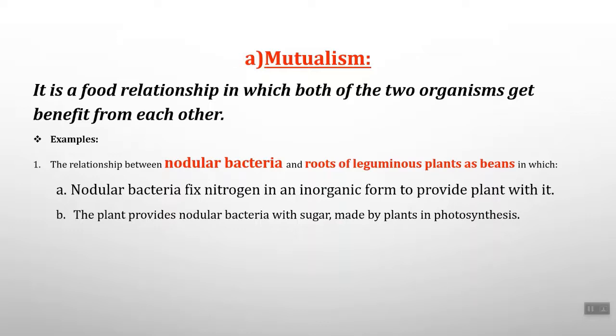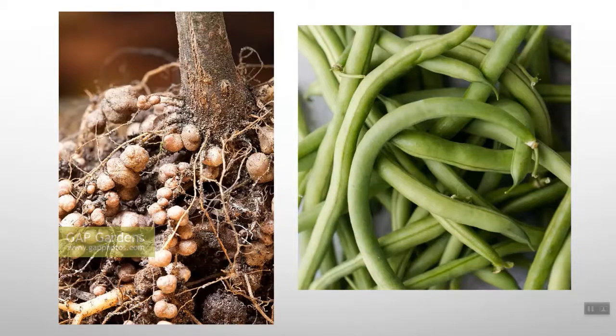What is the benefit? Nodular bacteria provide nitrogen compounds to the beans plant, which is very important to the beans' growth. And the beans plant provides the nodular bacteria with sugar or with food. So the relationship between the nodular bacteria and the beans plant is the mutualism. Mutualism means both of them get benefit. Both of the living organisms get benefit.